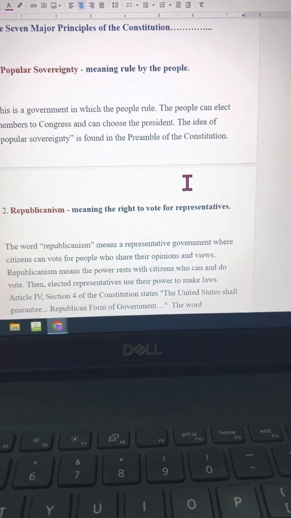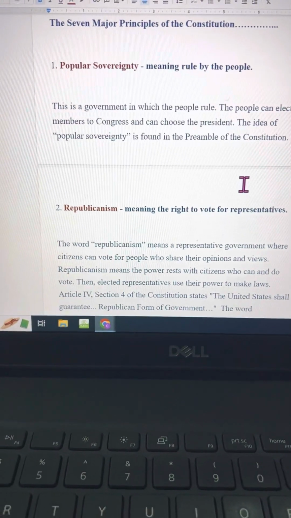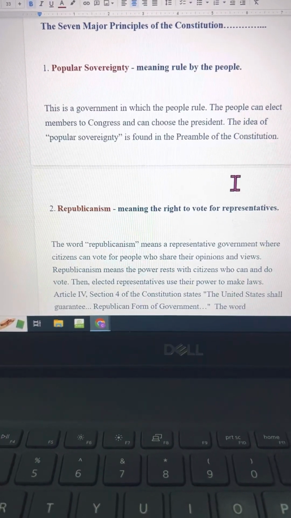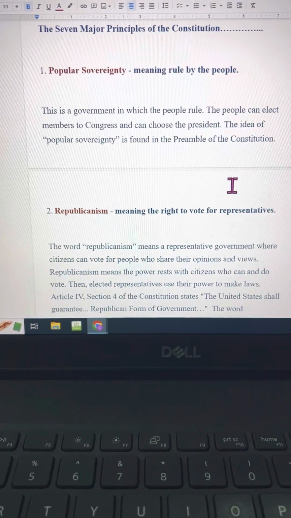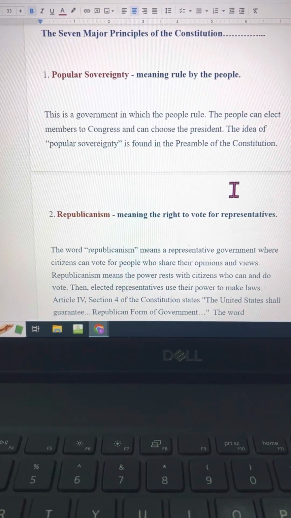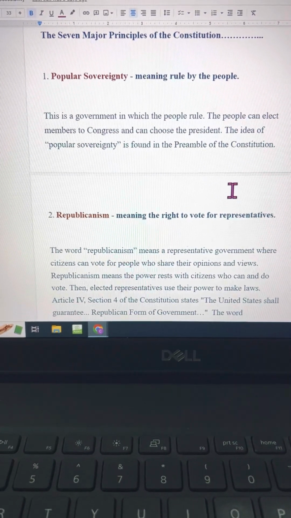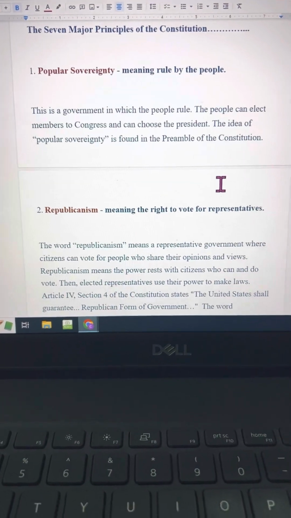Popular sovereignty, meaning rule by the people. This is a government in which the people rule. The people can elect members to Congress and can choose the president. The idea of popular sovereignty is found in the preamble of the Constitution.